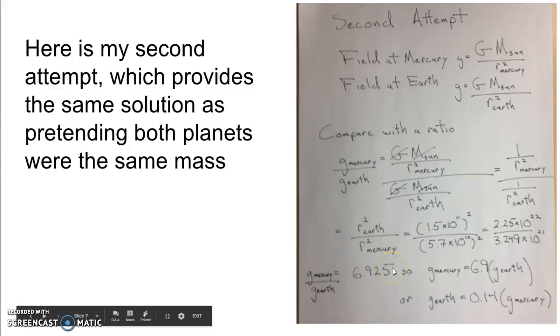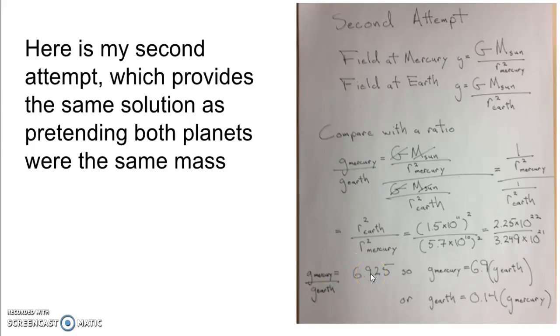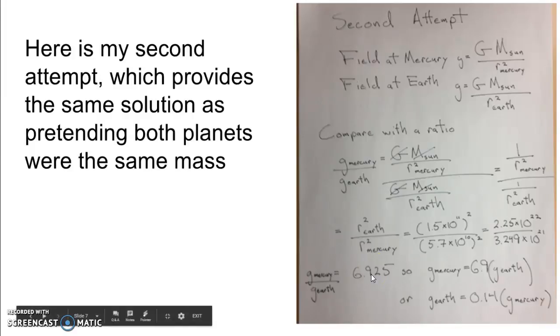So there are two ways of looking at this. You can say the gravitational field strength at Mercury's position is about 7 times greater than the gravitational field strength at Earth's position, or you can say the gravitational field strength at Earth is 14% of the gravitational field strength at Mercury. And so there you go.